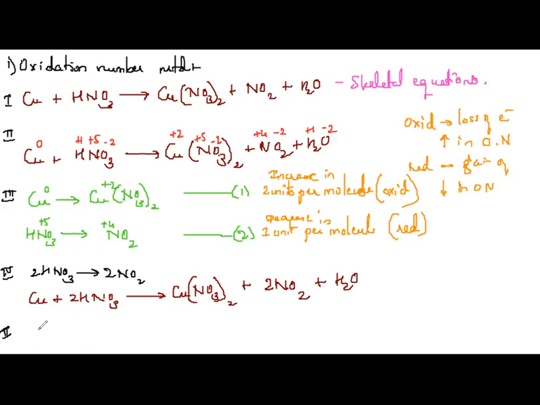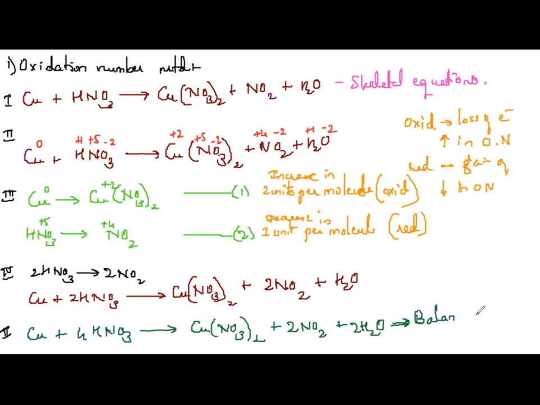check it out. So balance that, you will get Cu plus 4HNO3 gives Cu(NO3)2 plus 2NO2 plus 2H2O. So this is the final equation, and this is the balanced equation. Got my point? So this is called the oxidation number method.